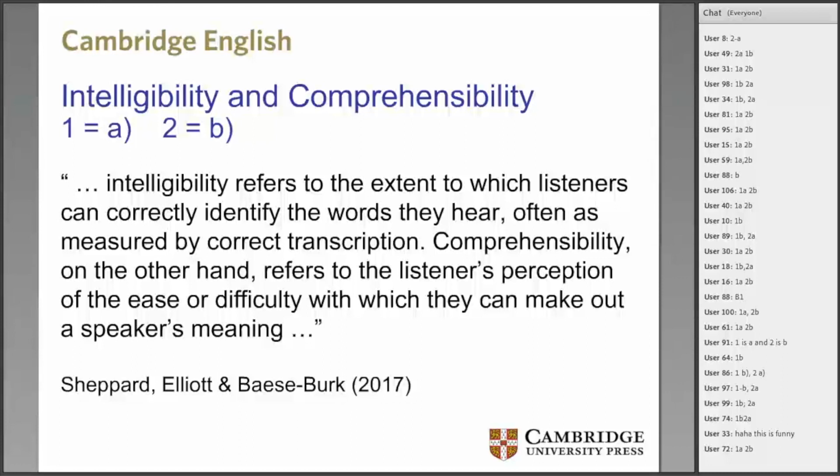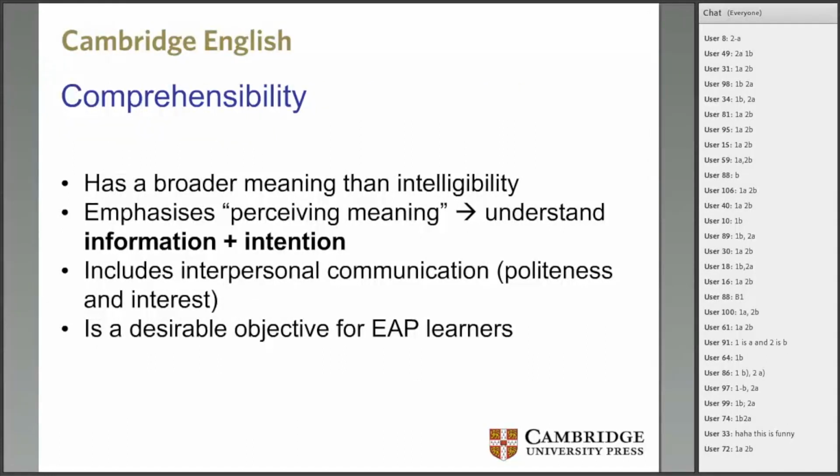So intelligibility refers to the extent to which listeners can correctly identify the words they hear, often as measured by correct transcription. So basically, that's someone can understand you and actually transcribe what is being said. Comprehensibility, on the other hand, refers to the listener's perception of the ease or difficulty with which they can make out a speaker's meaning.